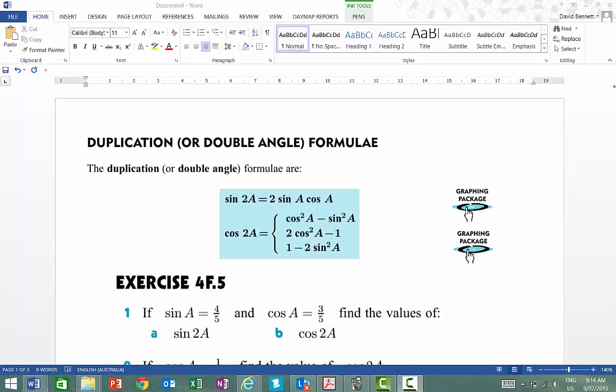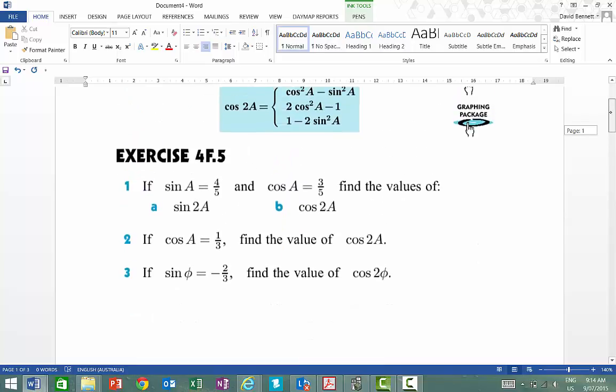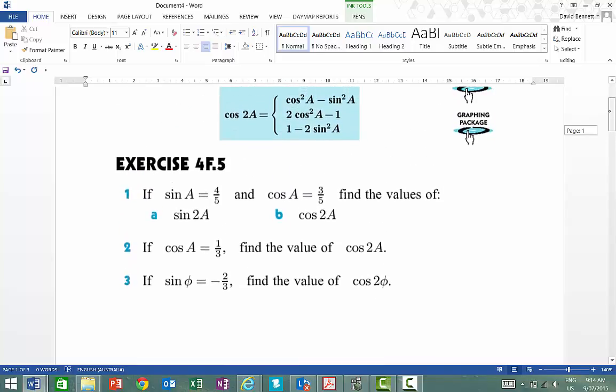Today we're going to be looking at the duplication or double angle formula, and again it's one of those things that I never remember. I just have it on my formula sheet. What it allows me to do is to simplify things like sine of 2a down to sine a cosine a, or cosine of 2a, and obviously all of this is done without a calculator. Alright, so let's do the first question over here.